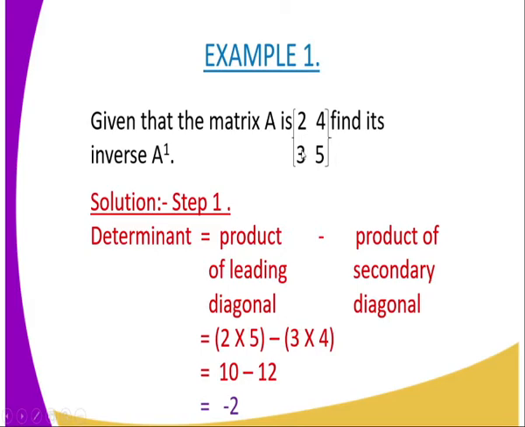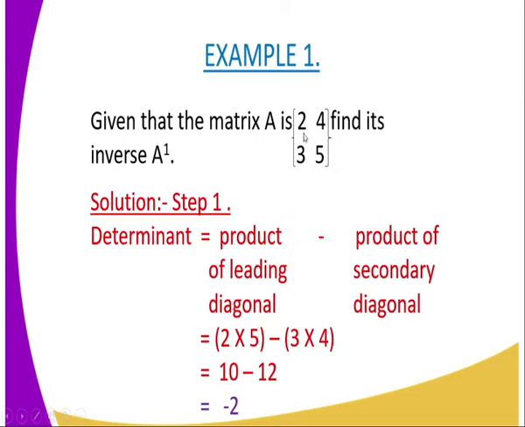The first step or the first procedure that you're supposed to follow is to determine the determinant. And the determinant is calculated using this formula. You're supposed to take the product of the leading diagonal, and you subtract the product of the secondary diagonal. You can see it is well illustrated for you here.